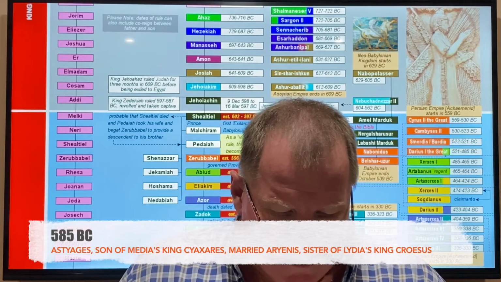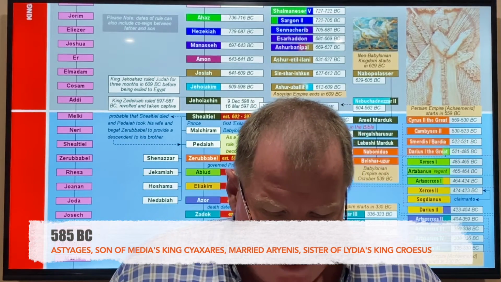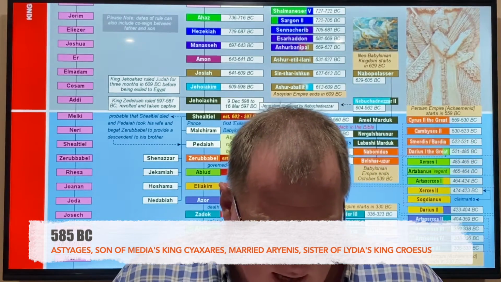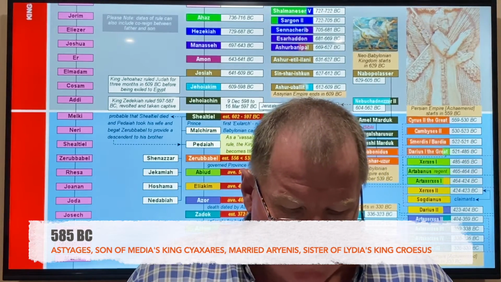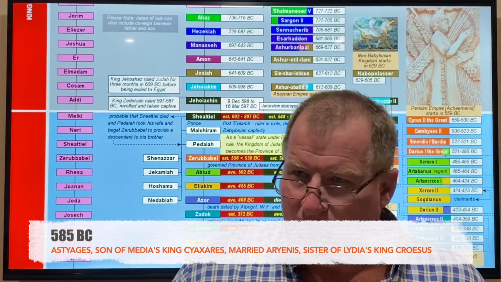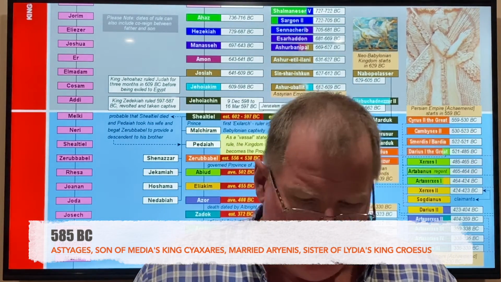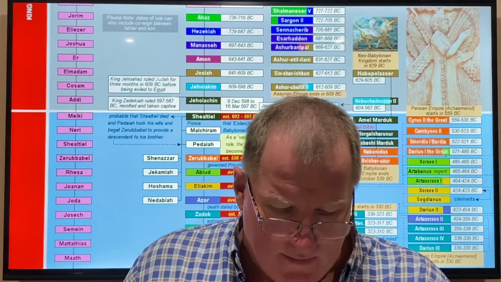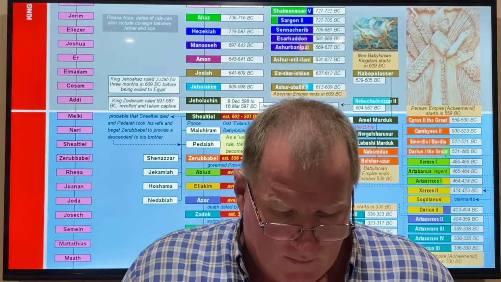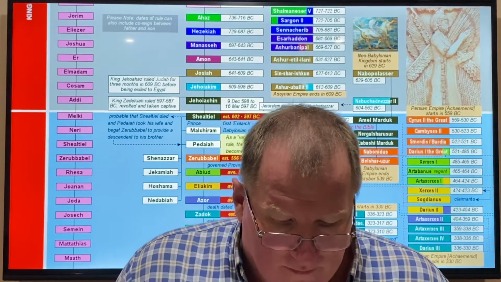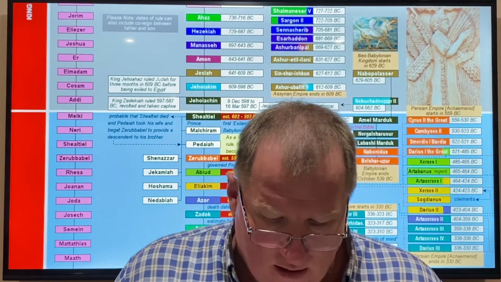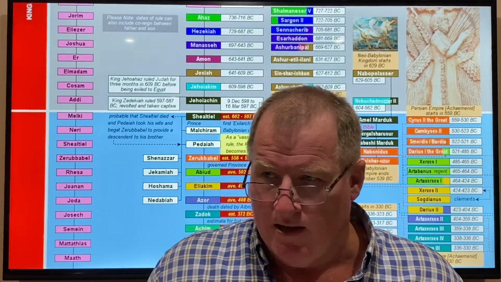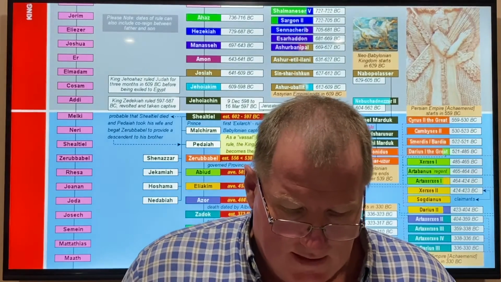Now when King Cyaxares of the Median Empire died, his son Astyages inherited his large empire, and he married a person called Aryenis, who is the sister of a king of Lydia. I'm going to put a map up in a moment to explain this, and that was to seal a treaty between them. These marriages ultimately meant that the new king, Astyages, was able to rule in peace and alliance with his two brothers-in-law. So marriage was always used between kings in order to promote peace and harmony.